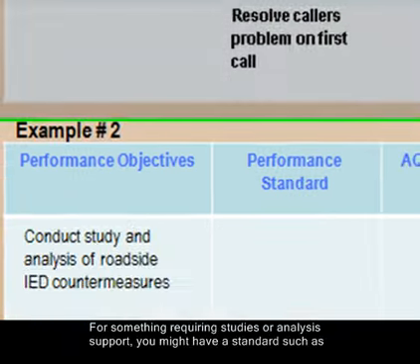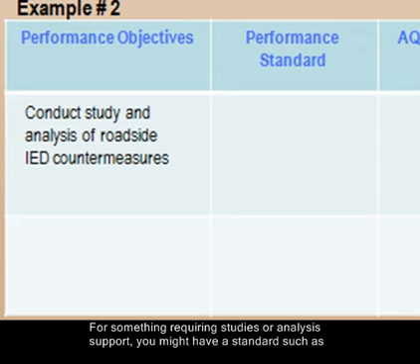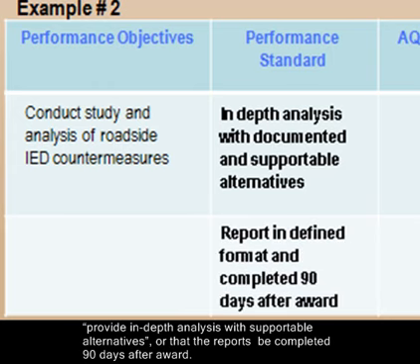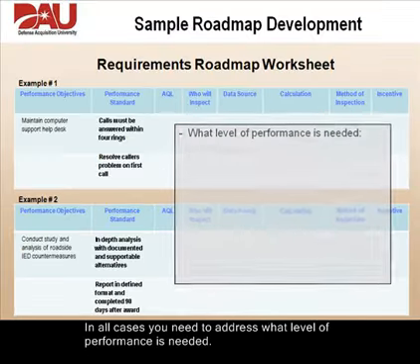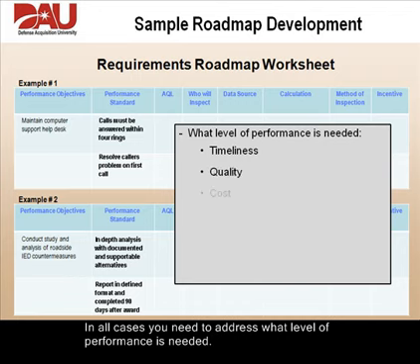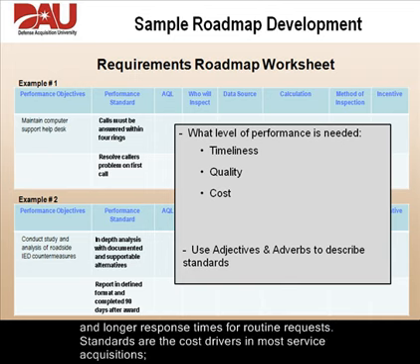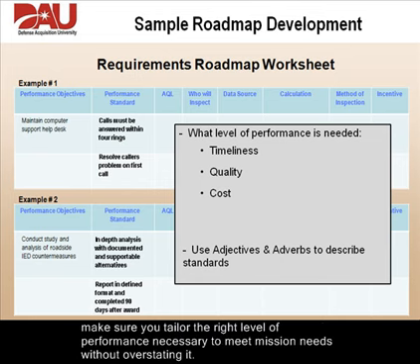For something requiring studies or analysis support, you might have a standard such as provide in-depth analysis with supportable alternatives, or that the reports be completed 90 days after award. In all cases, you need to address what level of performance is needed. You can set different performance standards within the same performance objective, such as a shorter response time for emergency requests and longer response times for routine requests. Standards are the cost drivers in most service acquisitions. Make sure you tailor the right level of performance necessary to meet mission needs without overstating it.